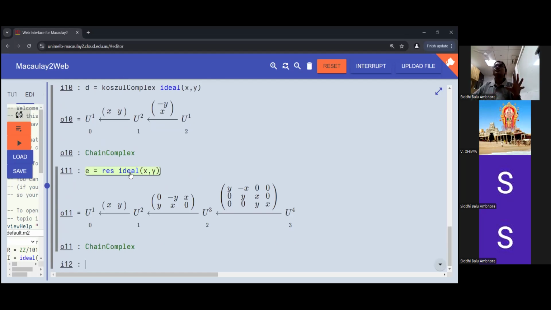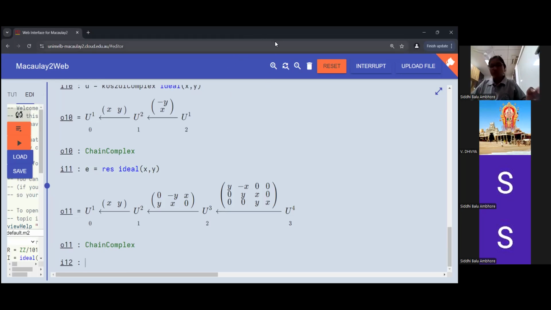The Koszul complex did not give the free resolution for a given sequence of elements and ideal. Okay, so I hope this much is clear. If you have any doubt, please let me know. Otherwise, I will go back to the question.